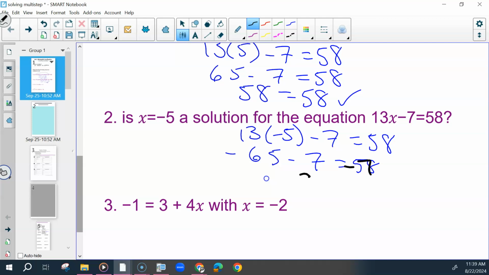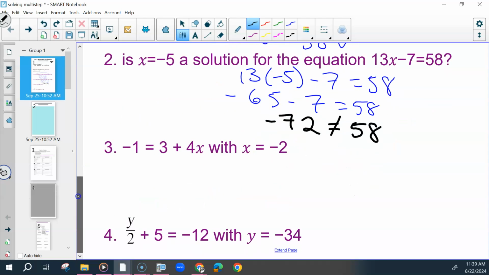Don't do that. Go back. Okay. And does negative 72 equal 58? No, those are not the same thing. This is not a true statement. That would mean if I got this as a solution, somewhere I messed up. Maybe I forgot a negative. Maybe I multiplied wrong. I don't know. So I'd have to go back and resolve that and fix it. And that's a good way to see, okay, I did not do this problem right.